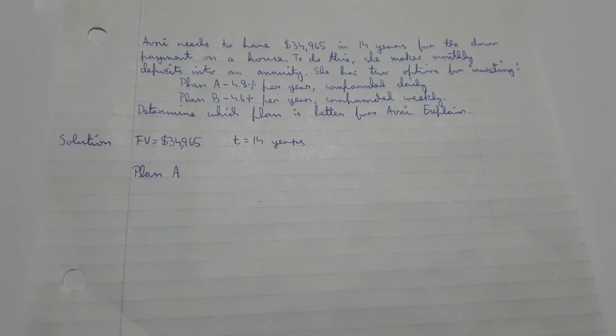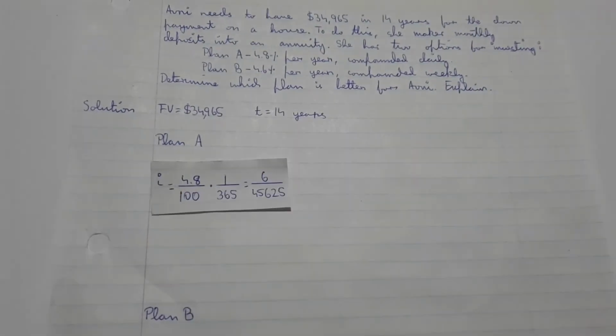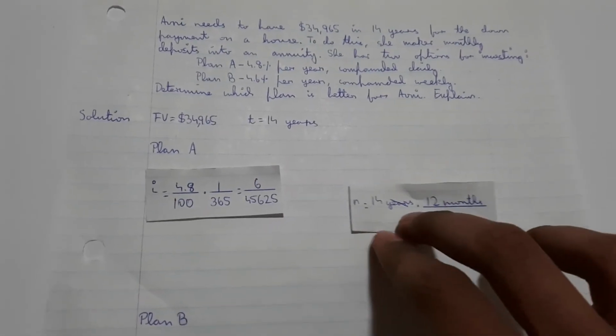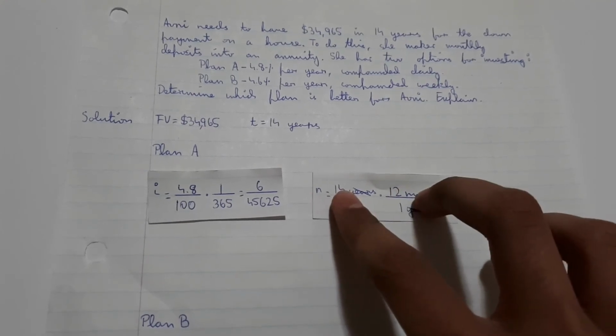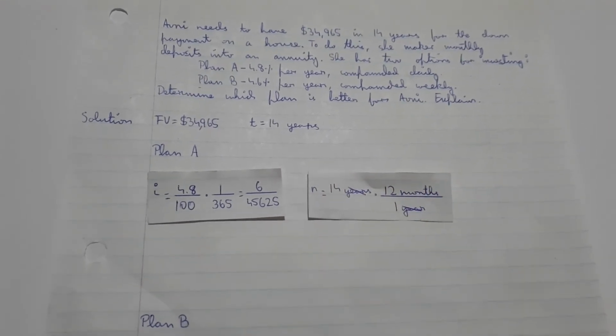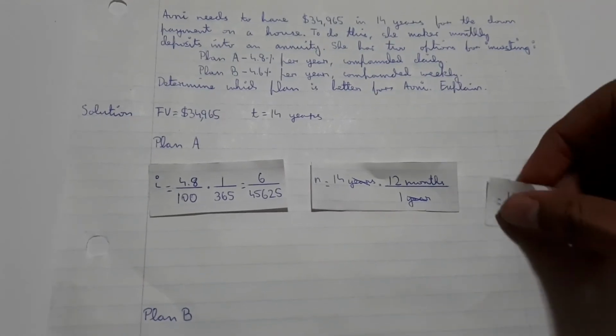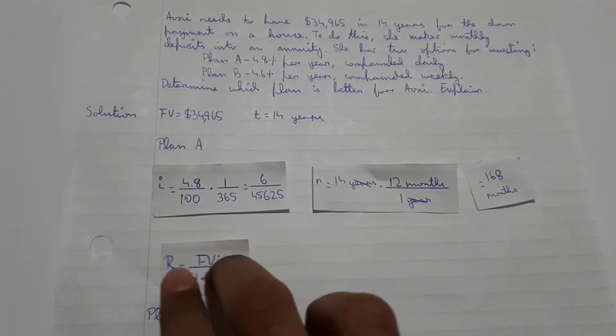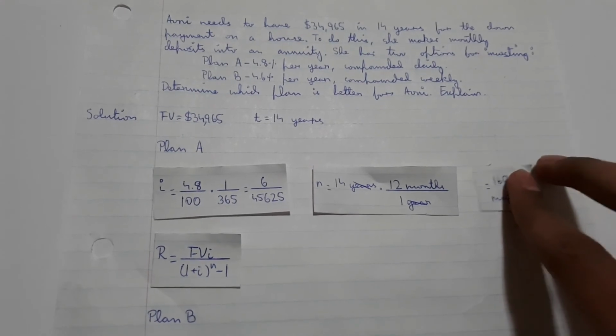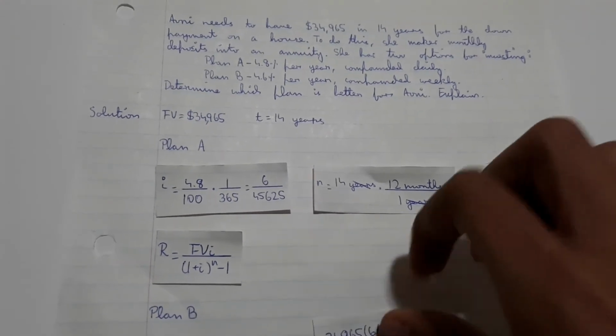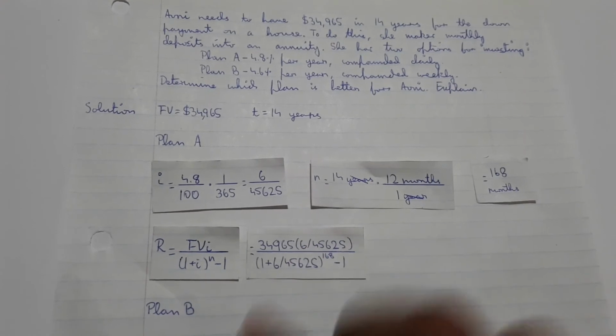From the question, we can extrapolate that the future value of the annuity must be $34,965 at the end of a period of 14 years. Since Plan A gives an annual interest rate, we must divide it by 365 since it is compounded daily. n in our case denotes the number of deposits that Avni makes, which is 14 times 12, since Avni is making monthly deposits, which is an amount of 168. We use the formula with regular payments since all the variables in the right hand side are given.